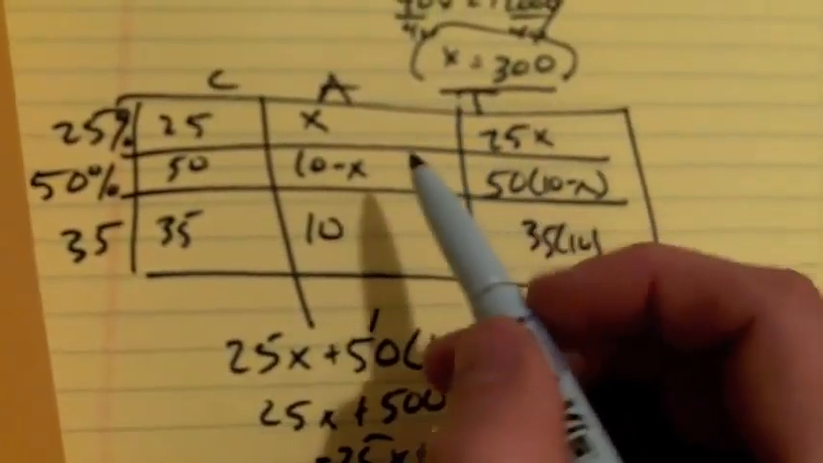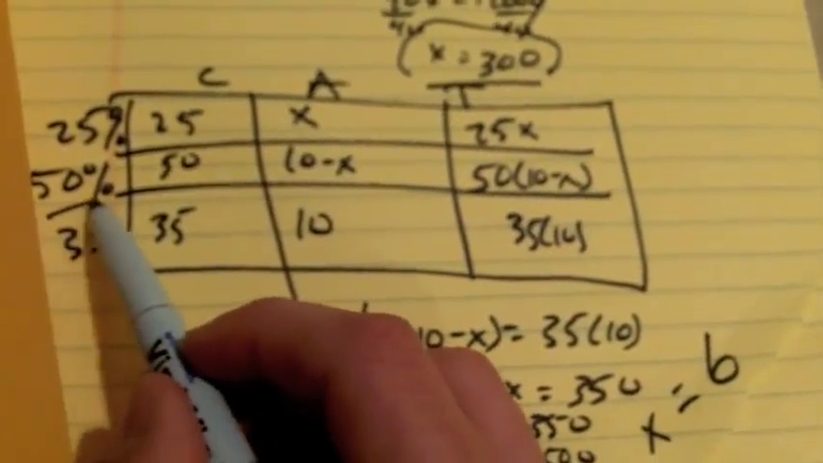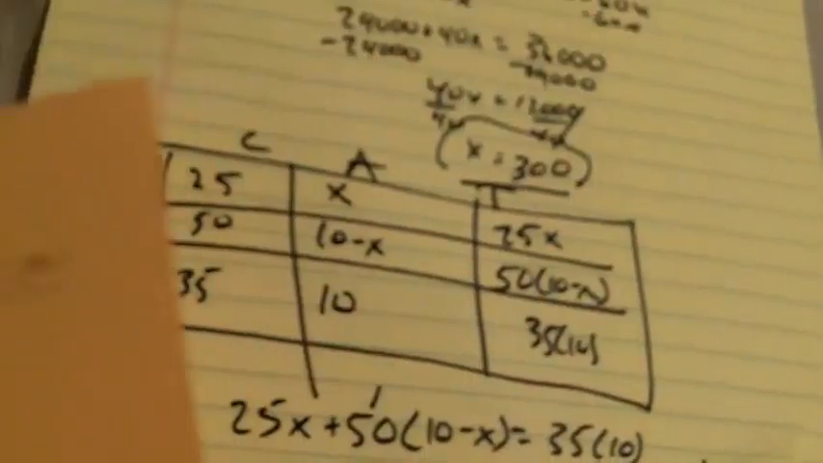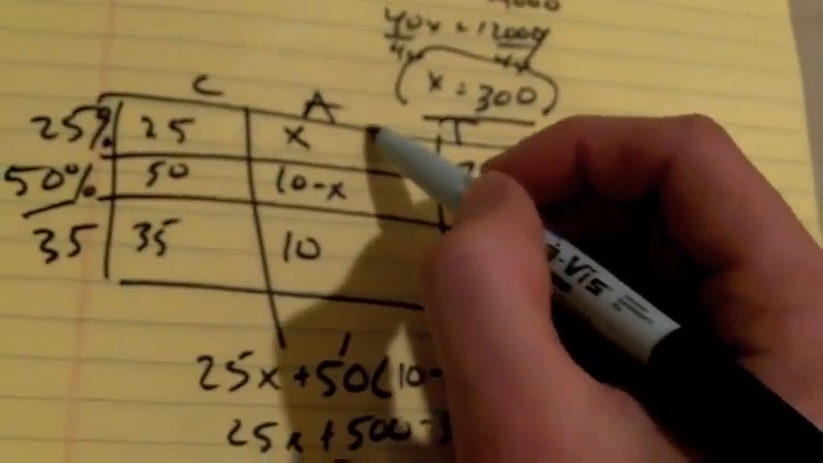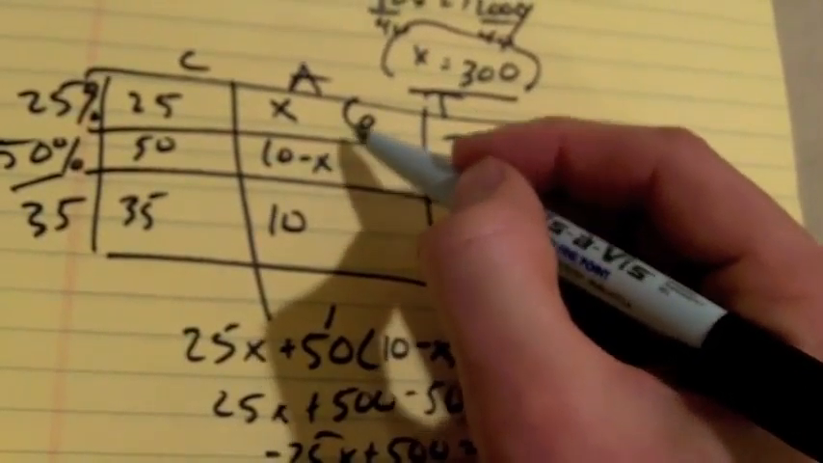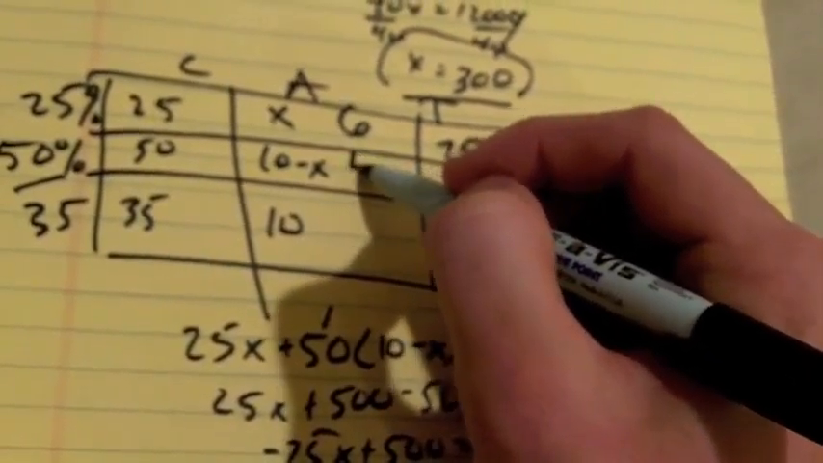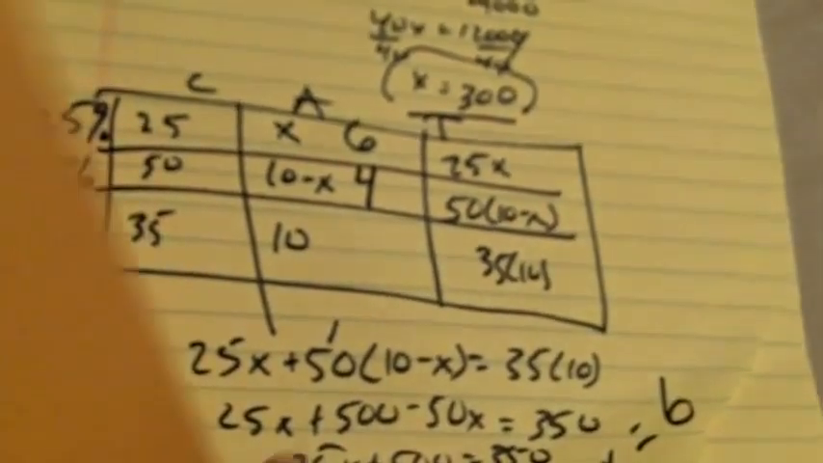Is x what we were looking for? No, we were looking for the 50% solution. Go back and read the problem. How many liters of the 50% acid will we need? We just found out that the 25% is 6 liters. That's 6, total's 10. Then this means this is 4. So I need 4 liters of that one.